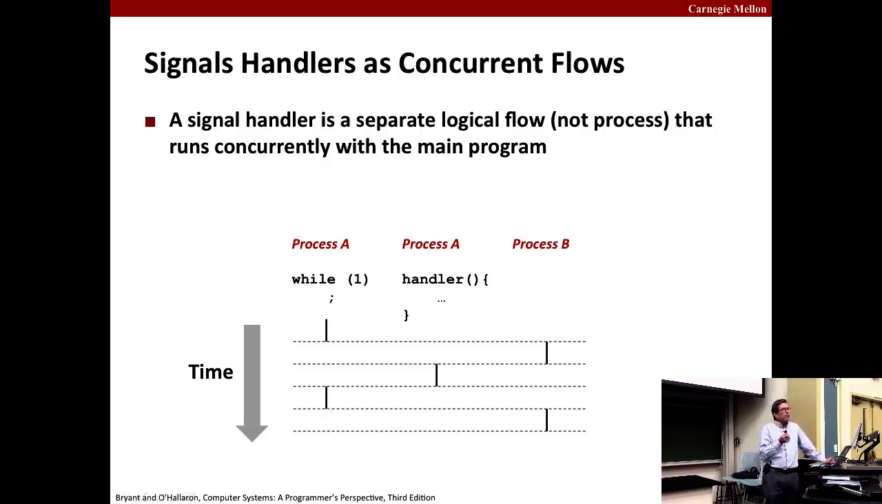One of the reasons signals are so tricky is because of this overlapping concurrent flow, because the signal handler runs in the same process as the main program. So it shares all the global variables of that program. That signal handler is a function that you've declared, and it has access to all the global state in the program. And the existence of this shared global state can create real problems.